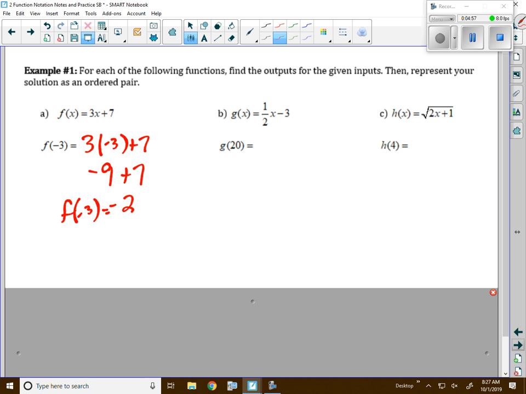That's what I want you to do. Write it as a coordinate point. What's my x value? And my y?